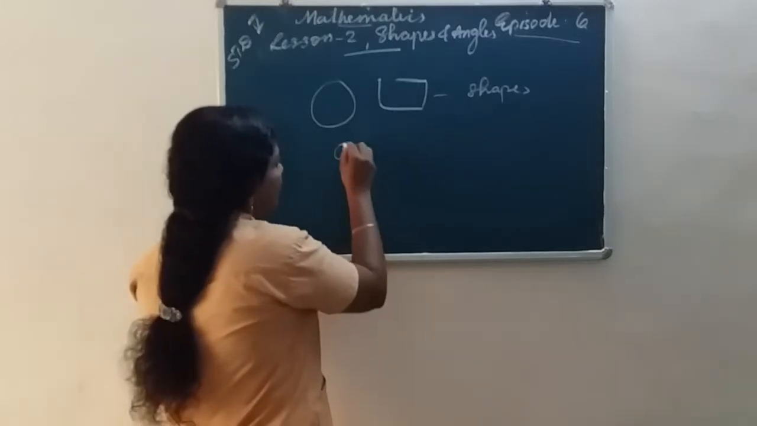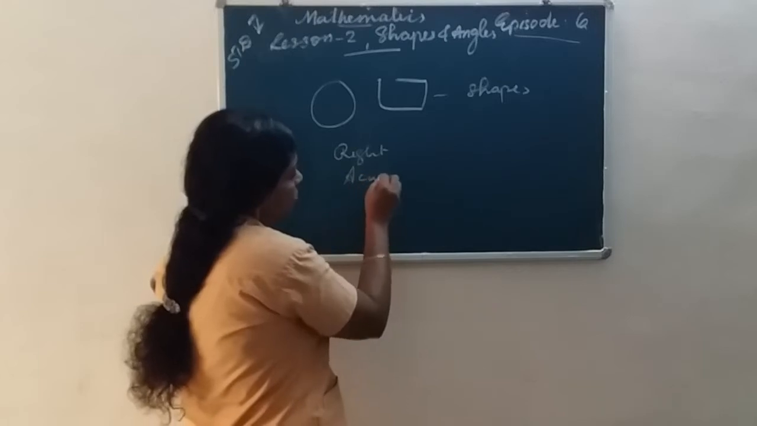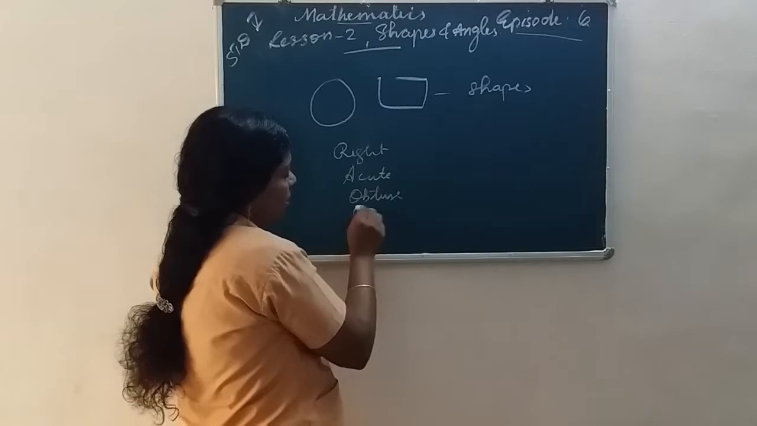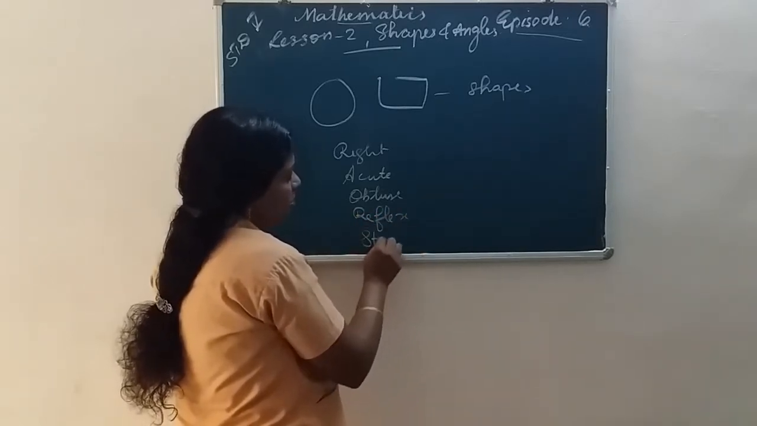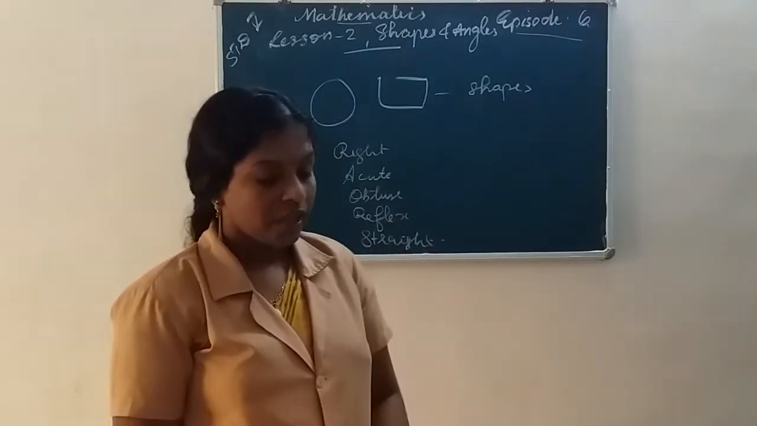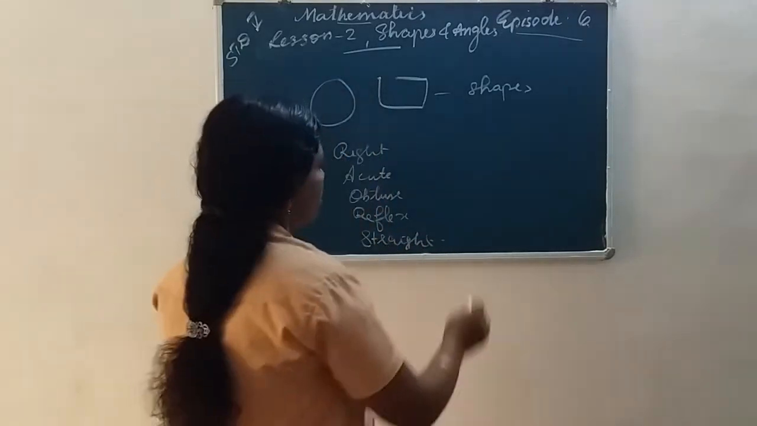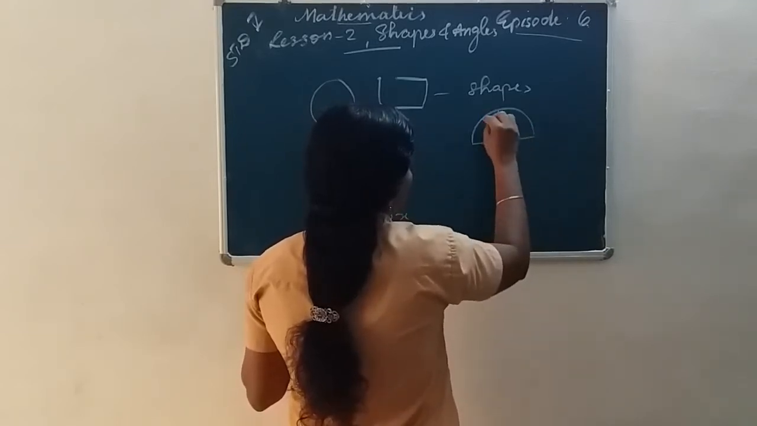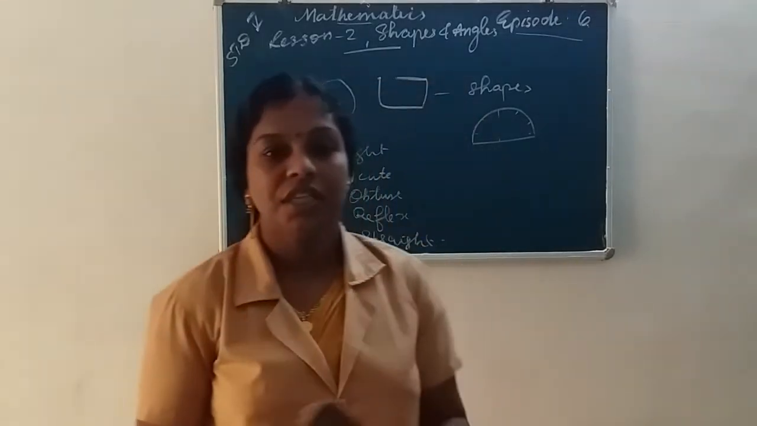In angles: right angle, next acute angle, obtuse angle, reflex angle, straight angle, etc. These are the angles. These angles can be measured using a protractor. This is the protractor in your geometry box. Then another instrument is this one.